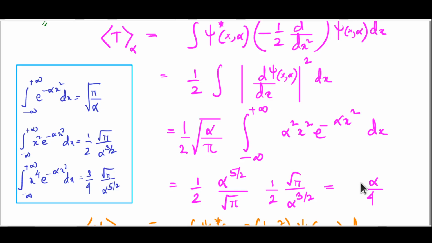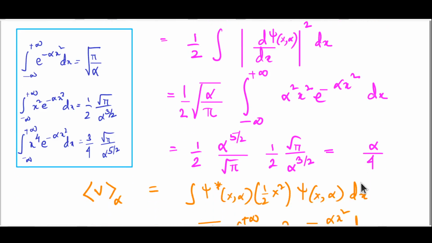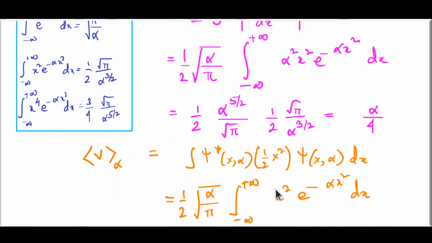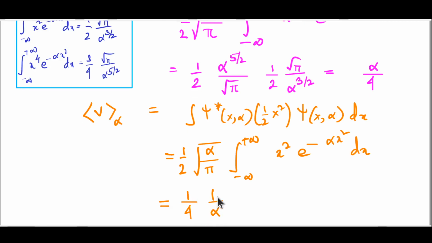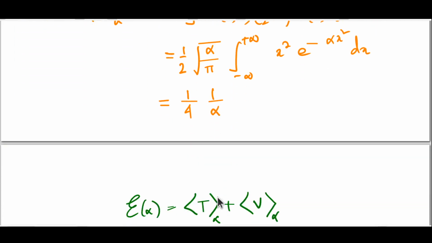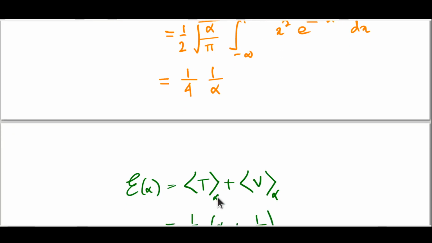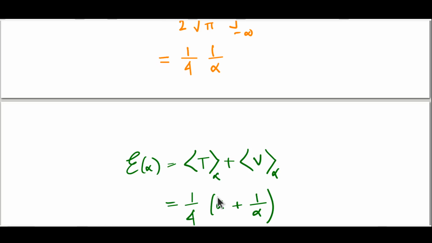We can repeat essentially the same calculation for the expectation value of V alpha, where it's just psi mod square times half x square integral. You actually end up with exactly the same integral to calculate, but because of the prefactors being slightly different, you end up with a similar but not identical answer. You get 1 by 4 times 1 by alpha. Putting these two together, we see that the expectation value of the energy in the state curly E of alpha is simply 1/4 (alpha plus 1 by alpha).